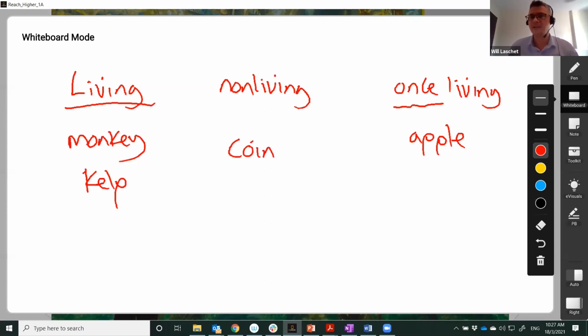Okay, so the metal, it's never been alive. Metal is an element, and it's never been alive. So this is what we mean by non-living. It never has been alive. So we've got coin. Okay, very nice. Let's try a couple more. I've got a couple more things here.